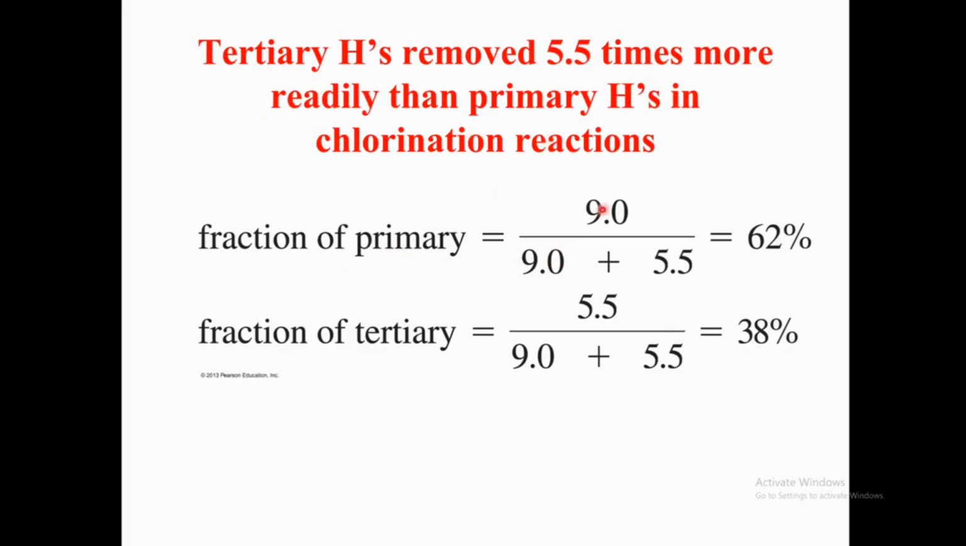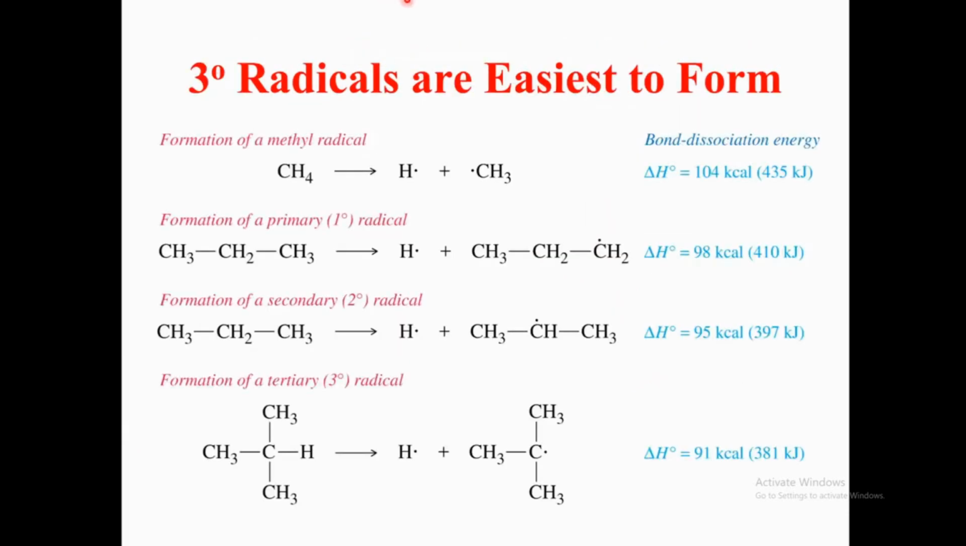So fraction of primary 9.0 plus 5.5 equal to 62%. Fraction of tertiary 5.5 divided by 9.5 plus 5.5 equal to 38%. Tertiary radicals are easiest to form. Formation of a methyl radical.